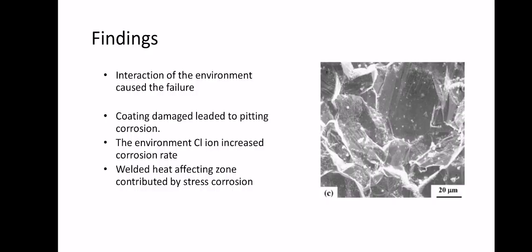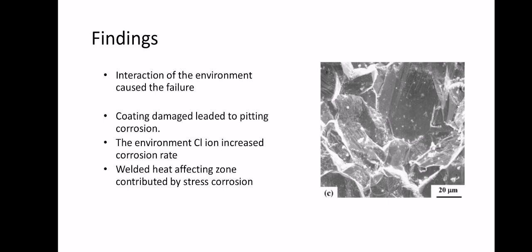So, findings: interaction with the environment caused the failure, of course. Coating damage led to pitting corrosion. The environment's chloride ions increased the corrosion rate. The welded heat affected zone contributed to stress corrosion. So we have pitting corrosion and stress corrosion with the addition of chlorine in the environment.